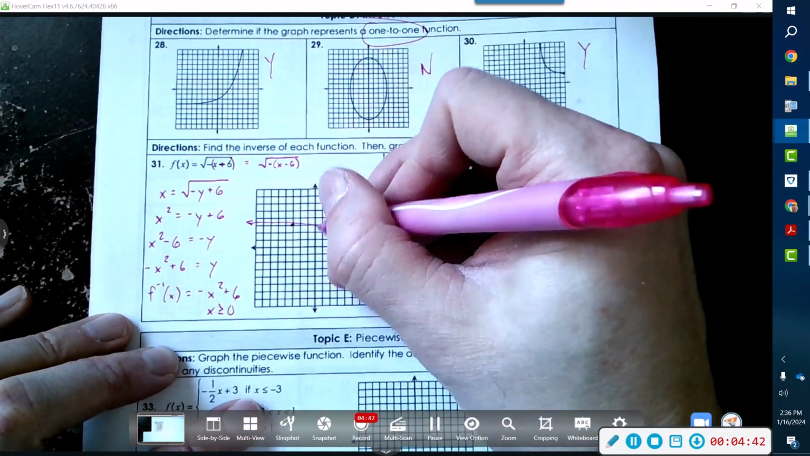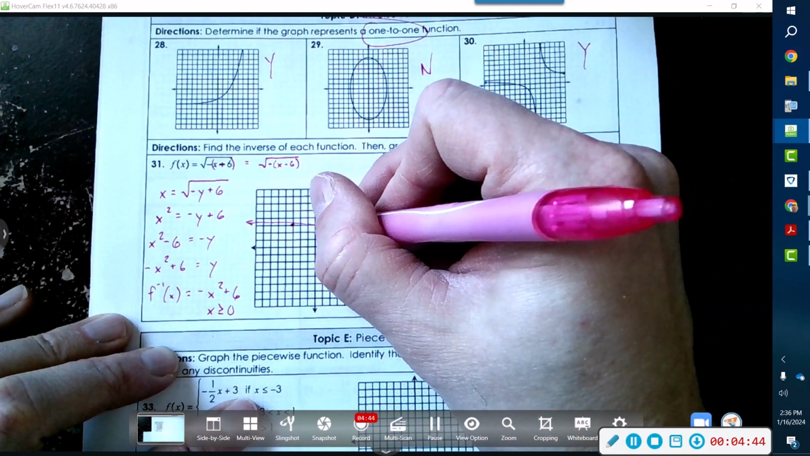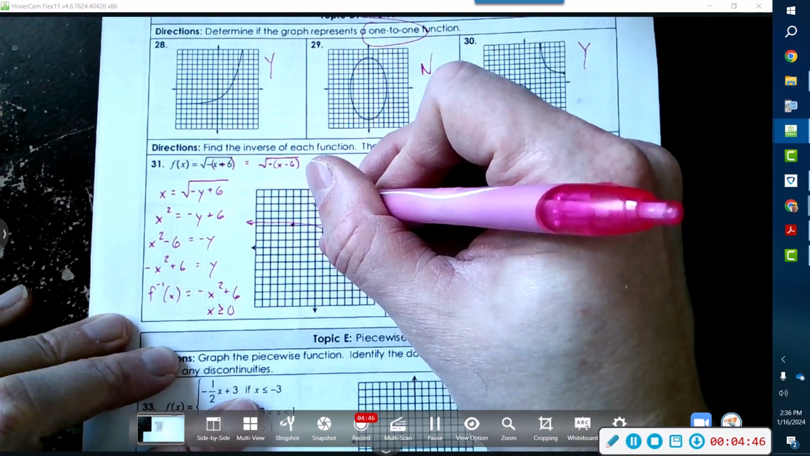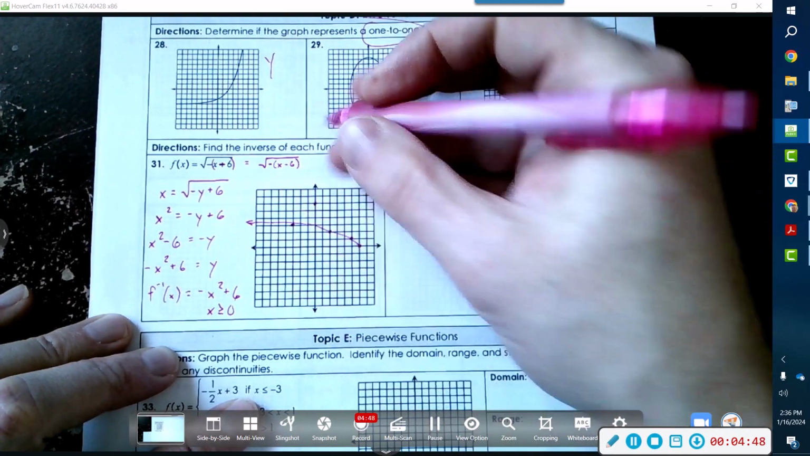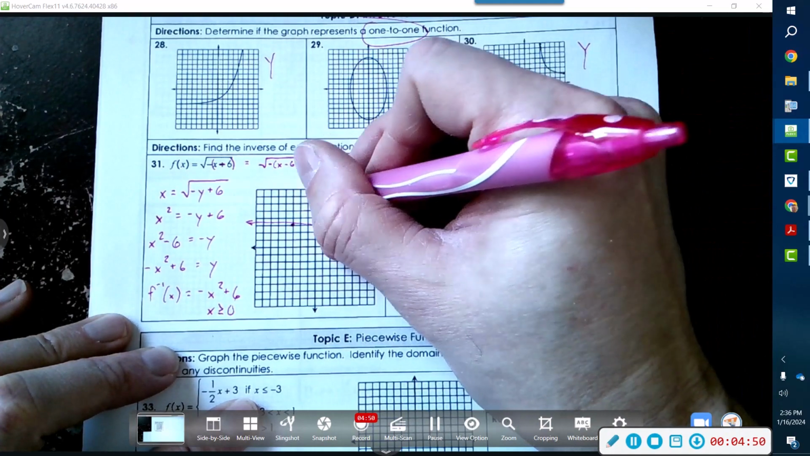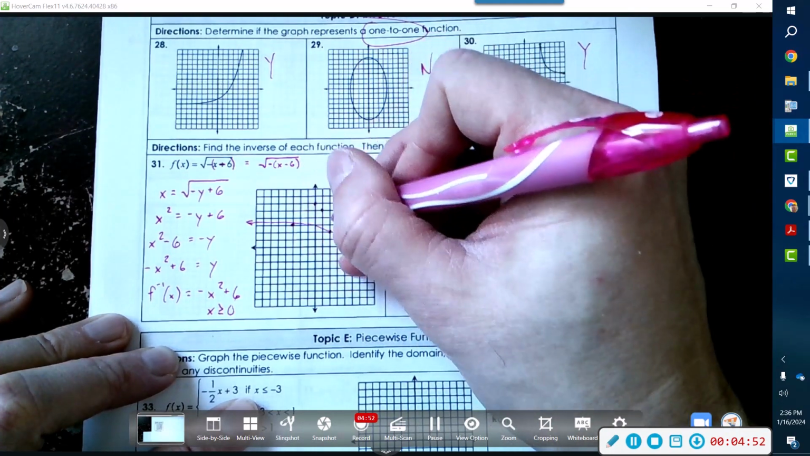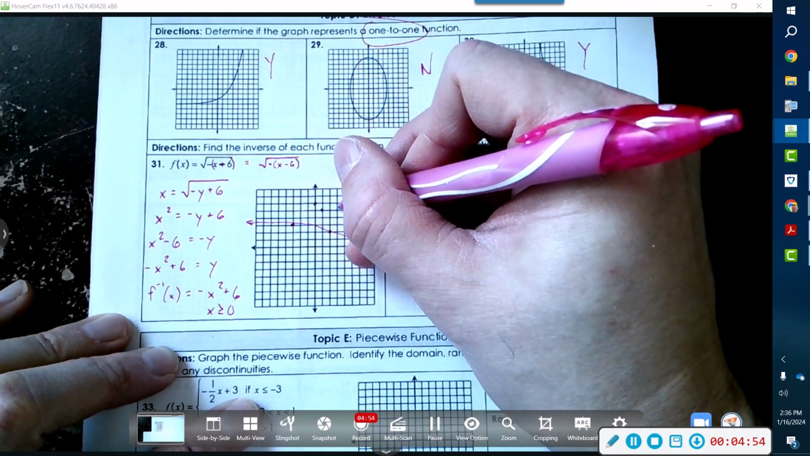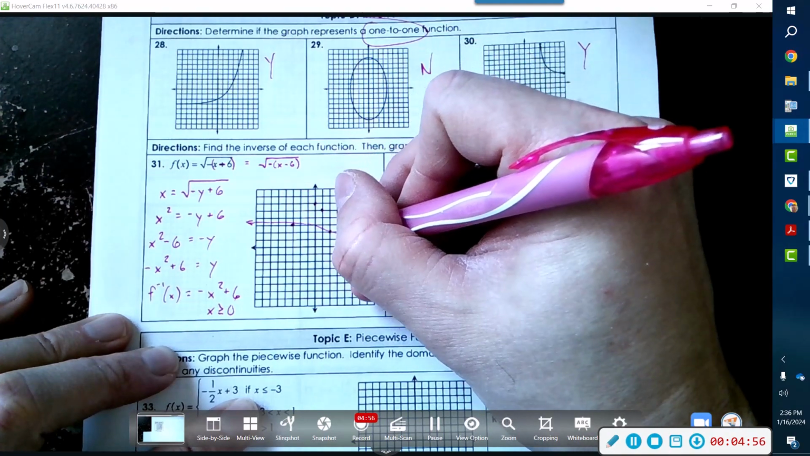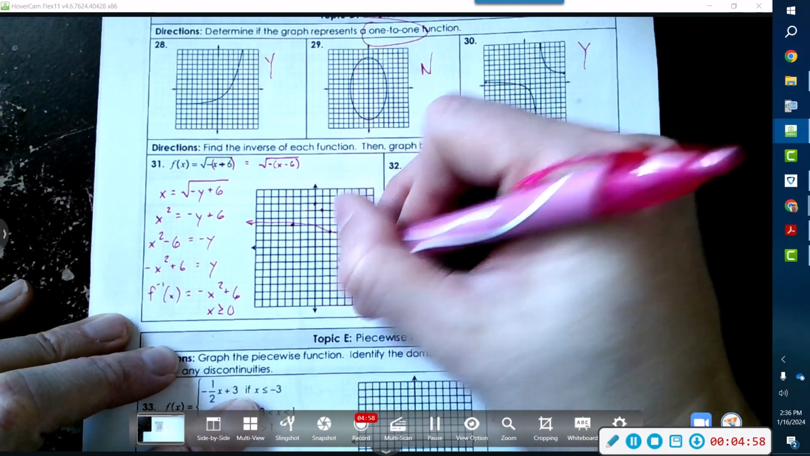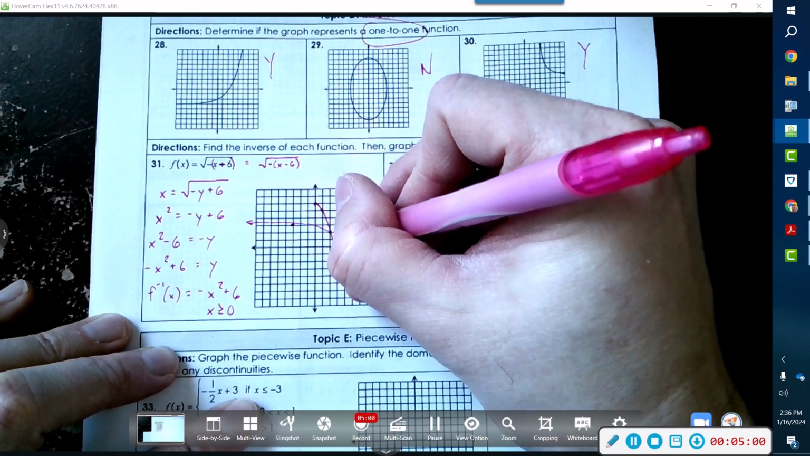So that would be up 6, 1, 2, 3, 4, 5, 6, and he's going to point downwards. So that would be 1, 1, and then 2, 4, and then 3, 9, 1, 2, 3, 4, 5, 6, 7, 8, 9, okay?